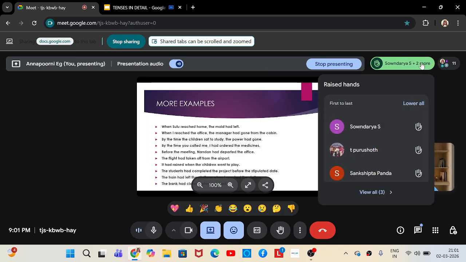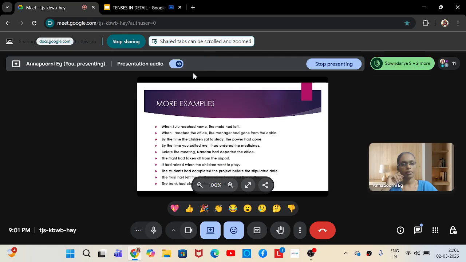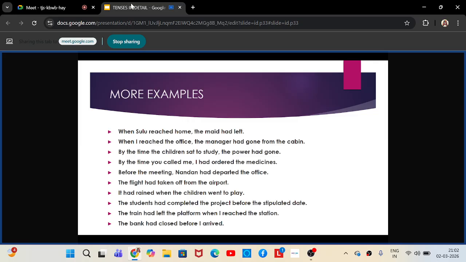Good. Samshipta, you can continue the remaining. Yes, ma'am. The flight had taken off from the airport. It had rained when the children went to play. The students had completed the project before the stipulated date. The train had left the platform when I reached the station. The bank had closed before I arrived. Very good. Stipulated means before a deadline, a particular date.